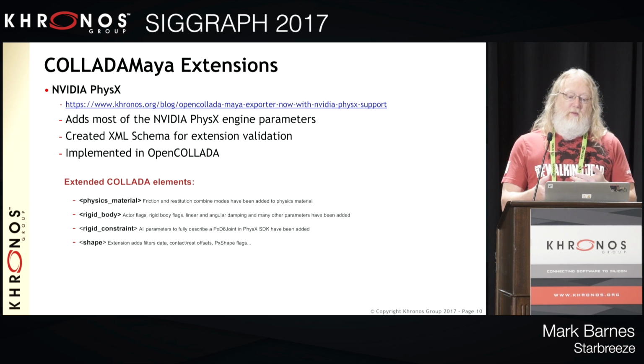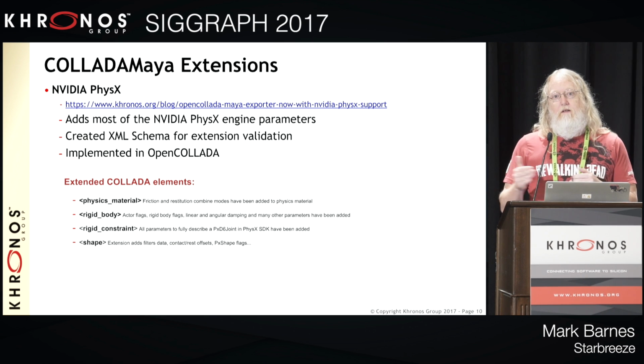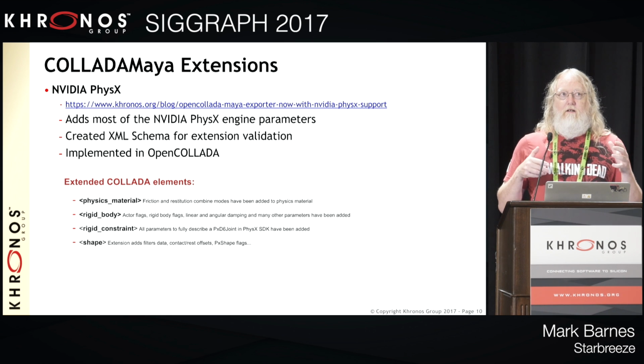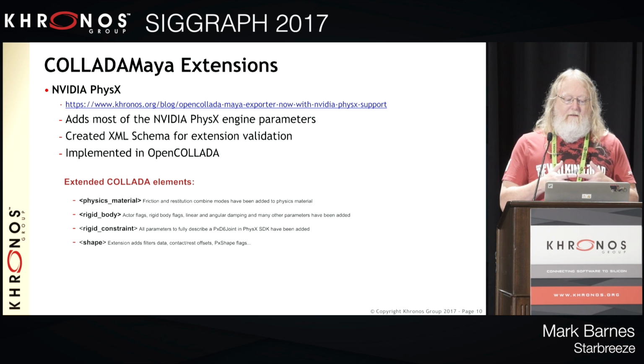Then we designed the schema and implemented it in OpenCOLLADA, and as I said in the previous slide, we went through the process of publishing it and advertising it. The main features that we added were physics material extensions, so that all the PhysX metadata and control data that belongs in the material part of the physics COLLADA design. So COLLADA is, I don't want to go too deep into that, but basically there are objects, bodies, rigid constraints, shapes, and their properties are what we call a material. So a lot of those properties were added to physics material.